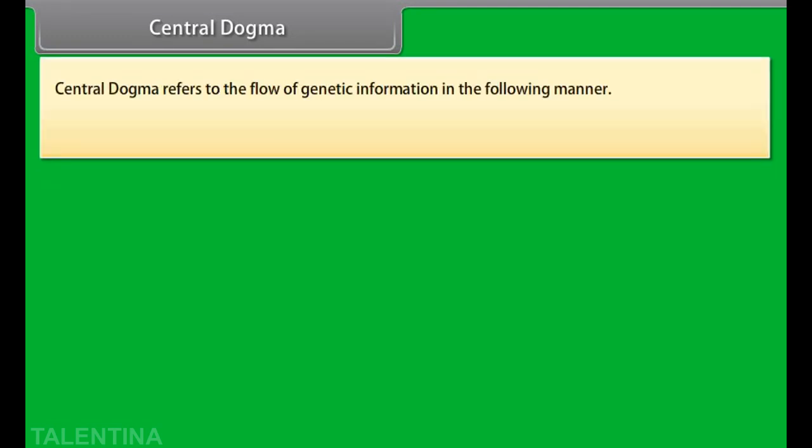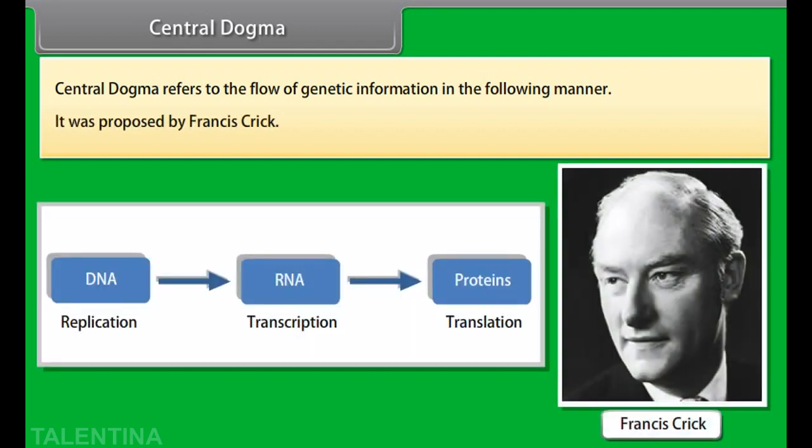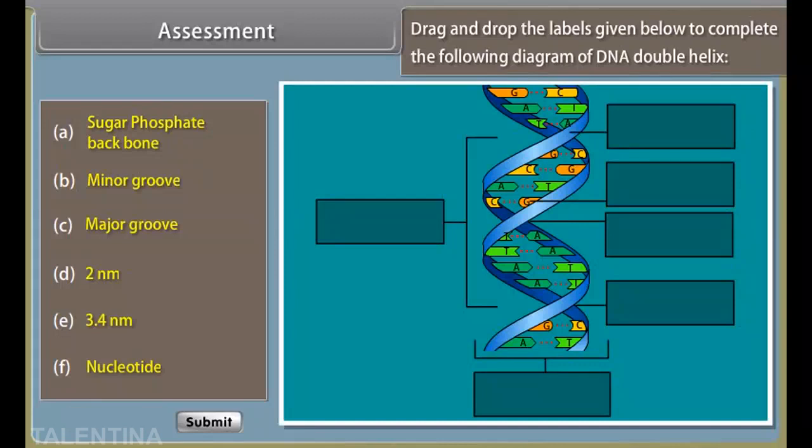Central dogma. Central dogma refers to the flow of genetic information in the following manner. It was proposed by Francis Crick. Assessment. Before proceeding further, let us know how much you have learned.